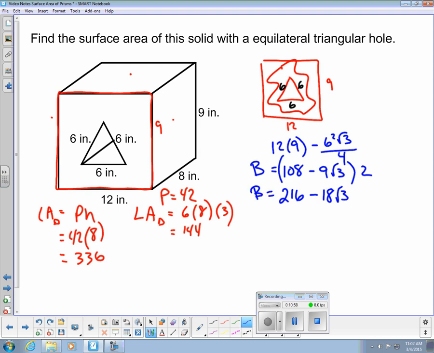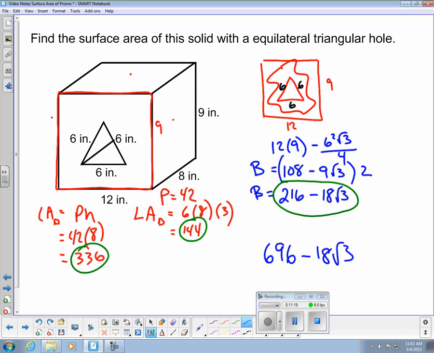Now I've got to add all my parts together. So I'm going to add 336, 144, and this all together, because that's the base and these are all the other surfaces. When I add all that together, I end up with the answer 696 minus 18 square root of 3 inches squared. Remember, these terms are not alike. They cannot be subtracted. We just leave them alone. This is an exact answer. So remember to break it into its parts and look for those parts so that you can find all the surfaces and have the sum of all the surfaces.